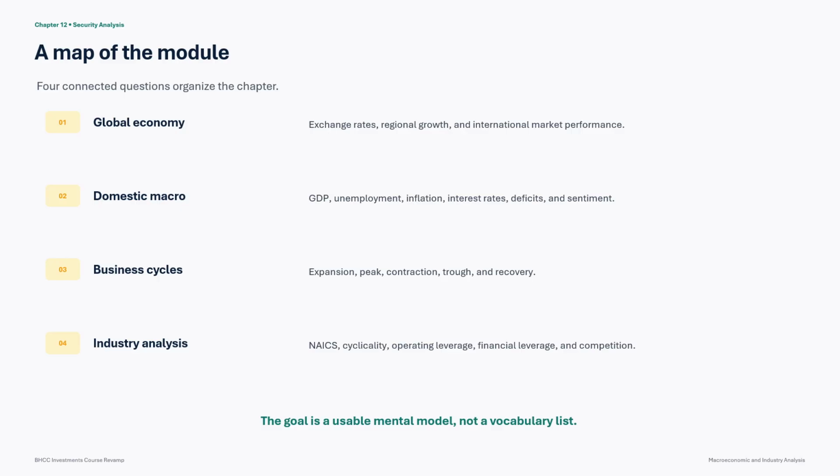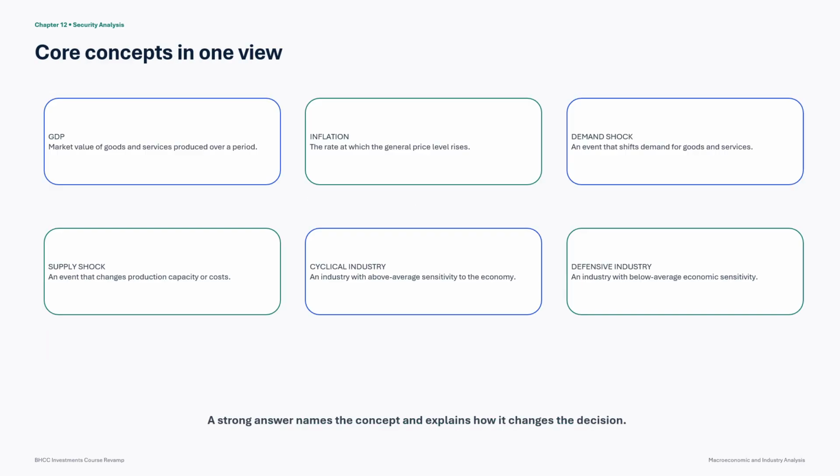Macro analysis without industry translation becomes commentary. Industry analysis without valuation becomes a business school case. Investment analysis needs both, plus a price. This slide collects 6 core concepts. Each becomes useful only when we connect it to a decision.